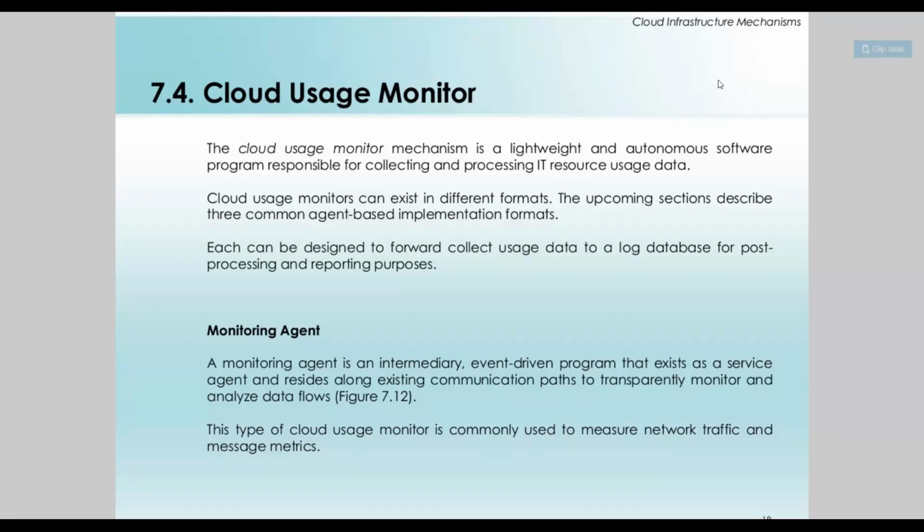So for now, in short, you just have to remember that cloud usage monitor is nothing but a software which will help you to collect the information that this consumer is using these IT resources. This is the data consumed so far. This is the amount of the billing so far. So all your usage will be monitored. It is going to be calculated and the billing structure will be ready. Okay, so in this there are some agents which play an important role.